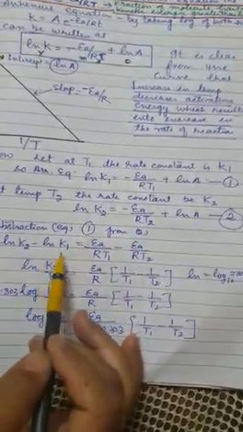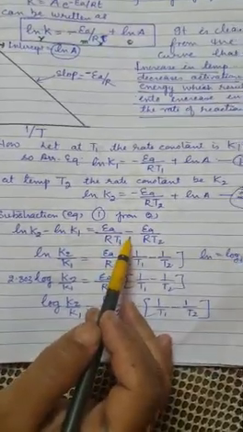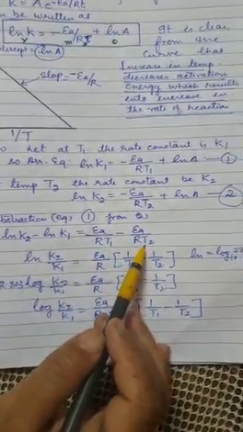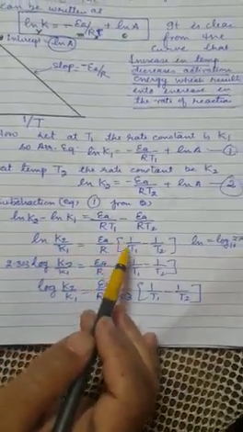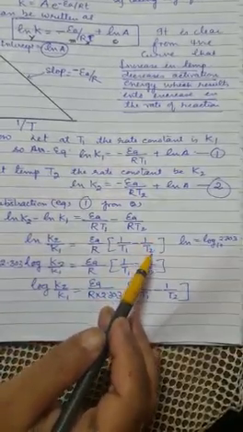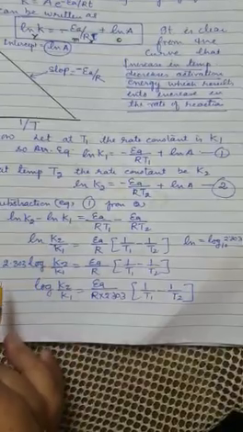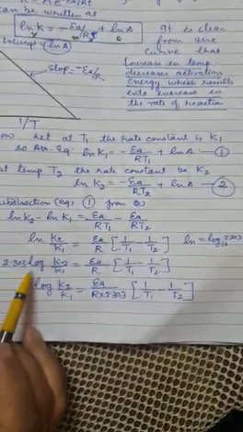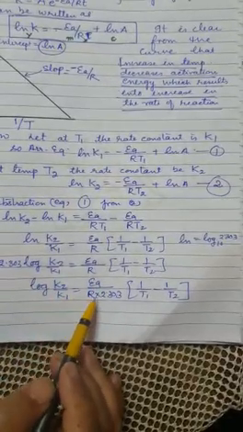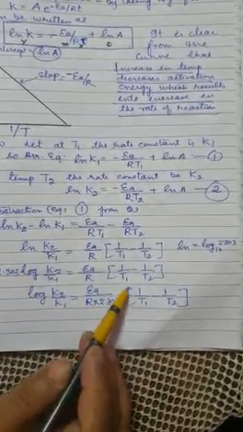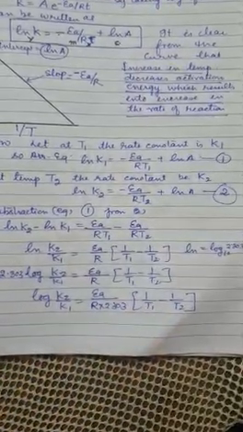ln k2 minus ln k1 is equal to Ea upon RT1 minus Ea upon RT2, or ln k2 upon k1 is equal to Ea upon R into 1 upon T1 minus 1 upon T2. A natural log, when you are writing in the base 10 log, we can replace ln by 2.303 log and we get this equation: log k2 upon k1 is equal to Ea upon 2.303 R into 1 upon T1 minus 1 upon T2. It's clear. Now numericals are based on this equation.